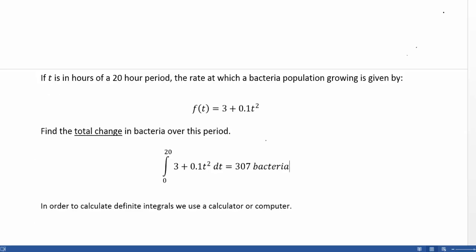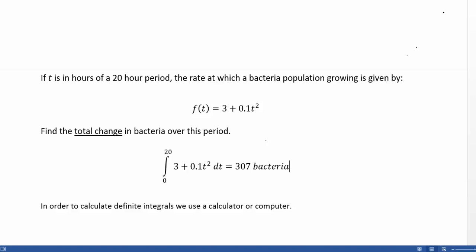Earlier in this chapter, we looked at the problem that said if t is in hours of a 20-hour period, the rate at which a bacteria population is growing is given by f of t equals 3 plus 0.1 t squared. We then approximated the change in bacteria under the curve using delta t equals 4. So we set up a table and we plugged our numbers into our rate, and we were able to use left and right hand estimates. And when we did, our best estimate was 312 bacteria.